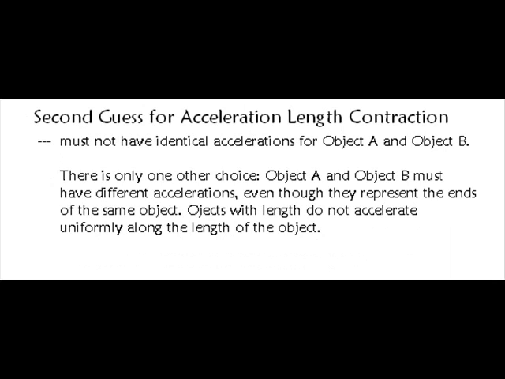From this hypothesis, we will come up with the second guess for acceleration length contraction, and that is that we must not have identical accelerations for object A and object B. There's only one choice here. Object A and object B must have different accelerations, even though they are the endpoints of the same object.